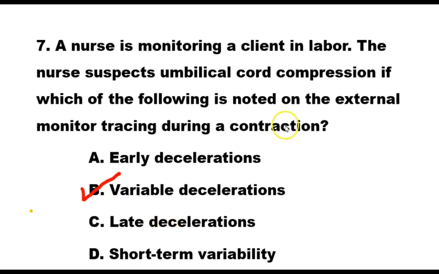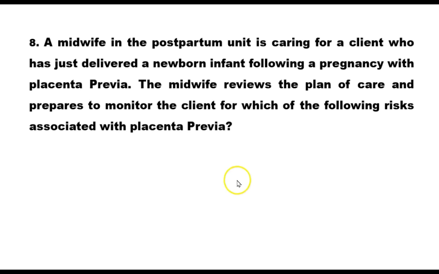Variable deceleration. Cord compression causes variable deceleration. Variable deceleration is associated with cord compression, early deceleration is associated with head compression, and late deceleration is associated with insufficiency of the placenta, or calcification of the placenta. That's that one.